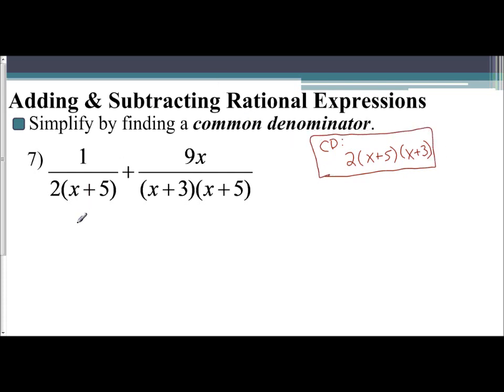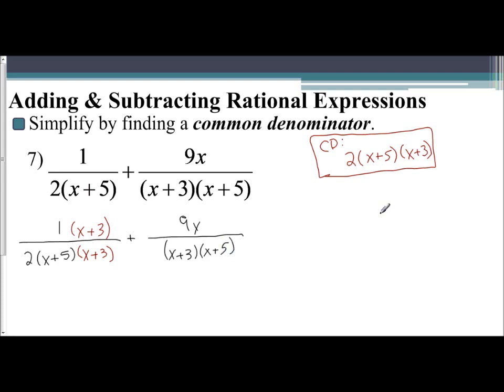So what am I going to need to do? For the first one, I have 1 over 2 times x plus 5. So I have the 2, I have the x plus 5, I'm missing the x plus 3. So that goes in the top, and that goes in the bottom. For the second fraction, I have plus 9x over x plus 3, x plus 5. Well, what's missing? I have the x plus 3, I have the x plus 5, missing just the 2. So then I'm going to multiply the top and the bottom by 2.